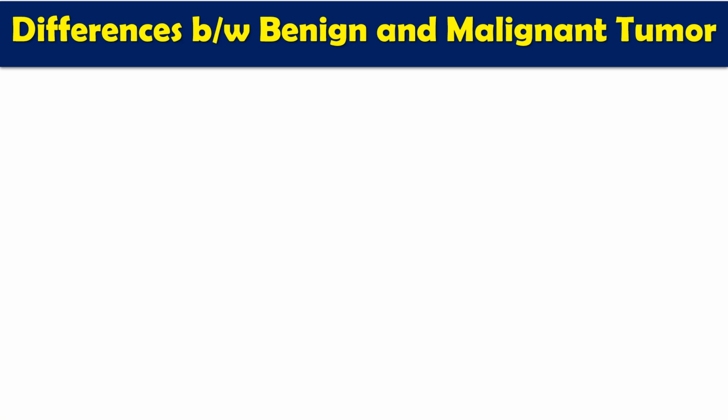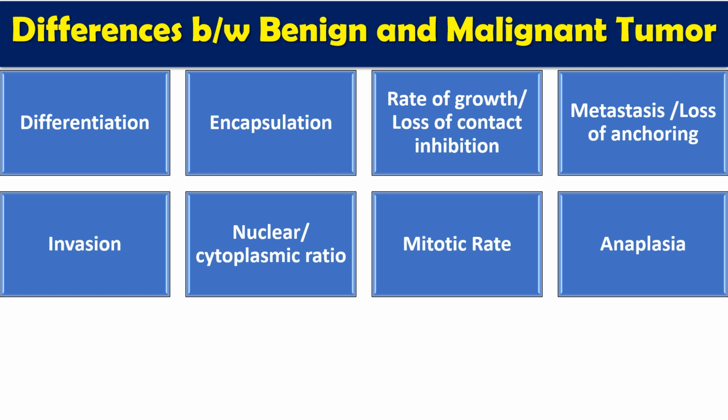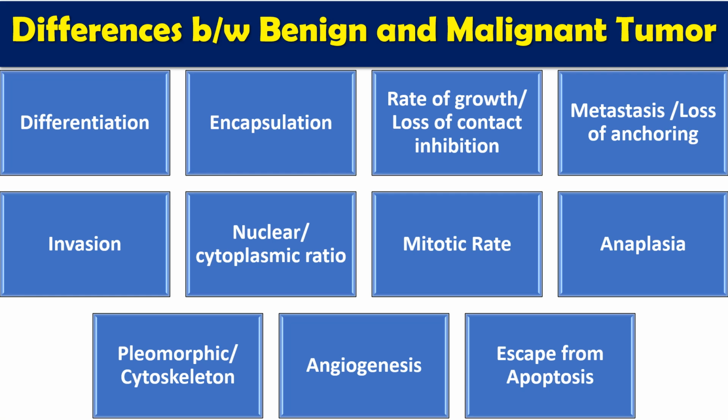Now, benign tumors and malignant tumors can be differentiated in different ways. So benign and malignant tissue can be differentiated on the basis of specific terms, for which we can use a mnemonic like DERM in MAP. DERM in MAP. These are the specific mnemonics we can use for the differentiation between benign and malignant tumors.